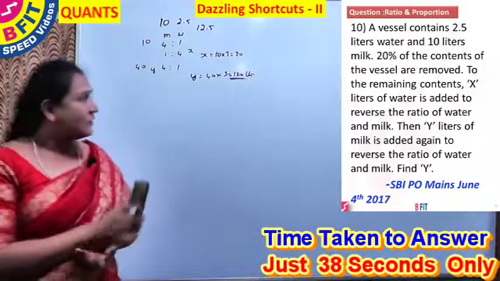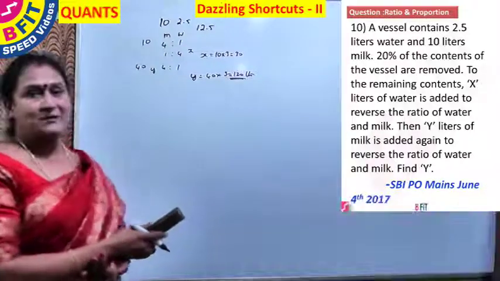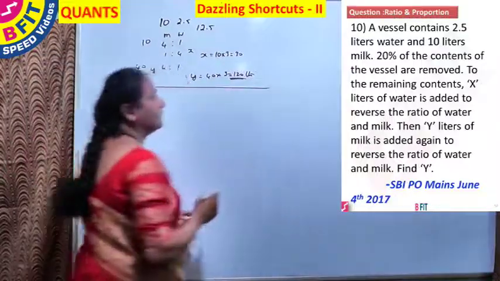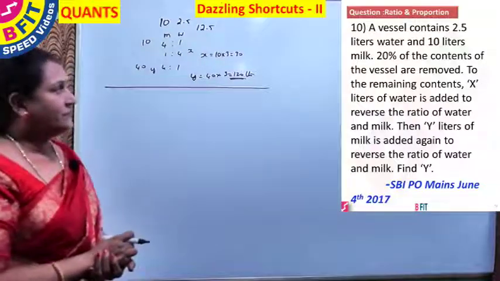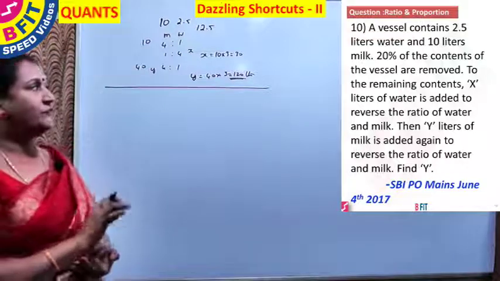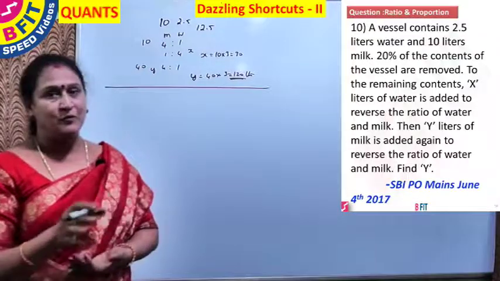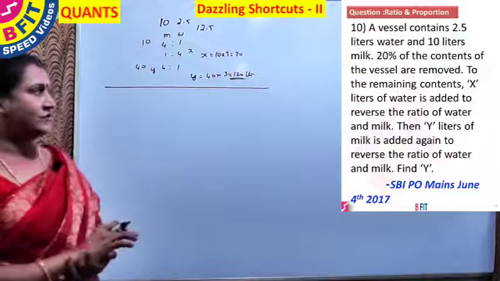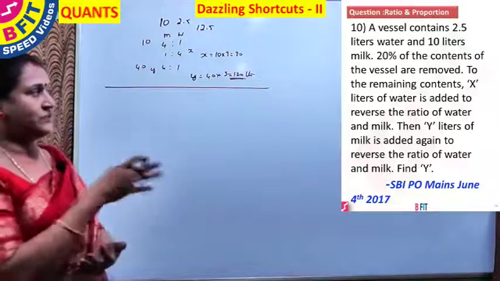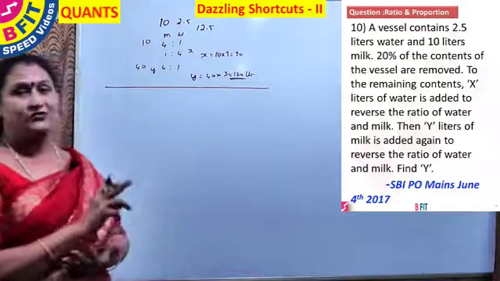You will be wondering how I got the answer without any working. Now I'll explain the working, and first I'll explain the question to you. In this vessel we have 10 liters milk and 2.5 liters water, so a total of 12.5 liters of mixture. From that, 20% of the contents are removed, and we have only 80% of the content. With this 80%, X liters water is added to reverse the ratio, and again Y liters milk is added to reverse the ratio. We need to find Y.